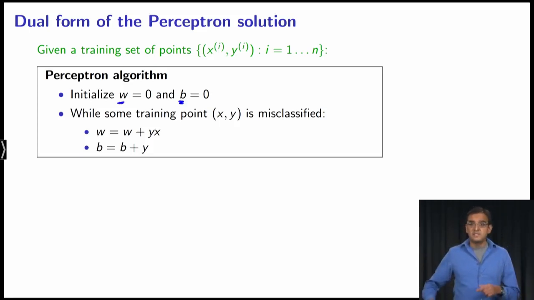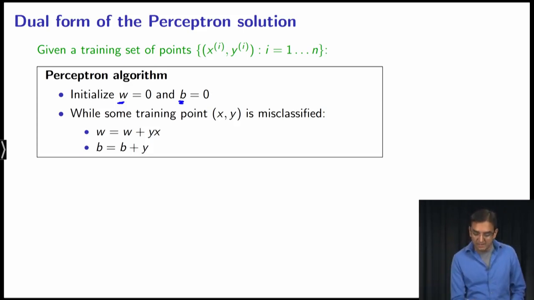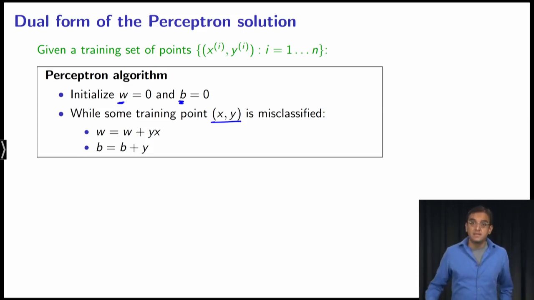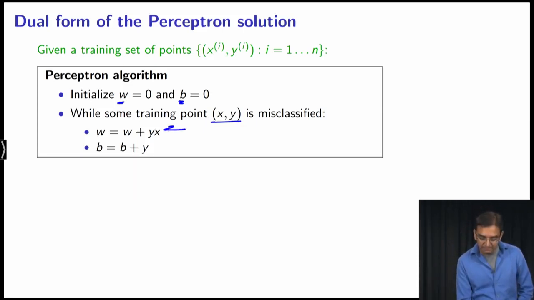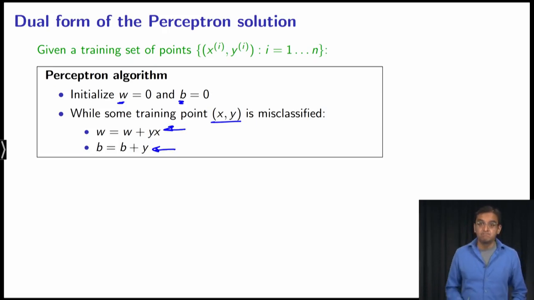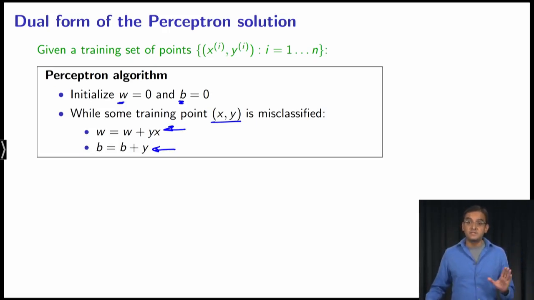And the way we're going to do this is just by cycling through the data set. And each time we come to some point x, y that is misclassified by the current w and b, we do a simple update. We just add yx to w, and we add y to b. That's it. Just 4 lines of code total.